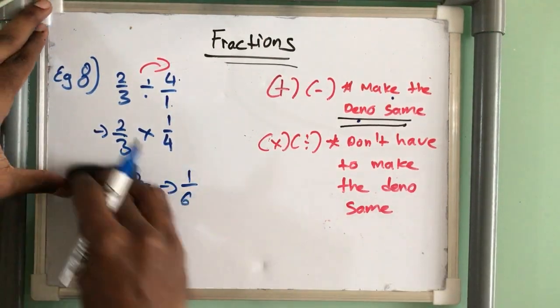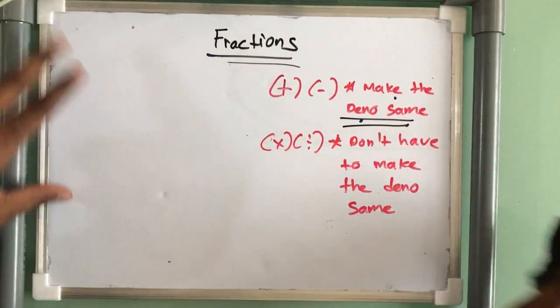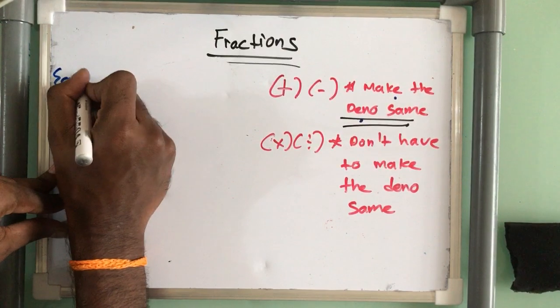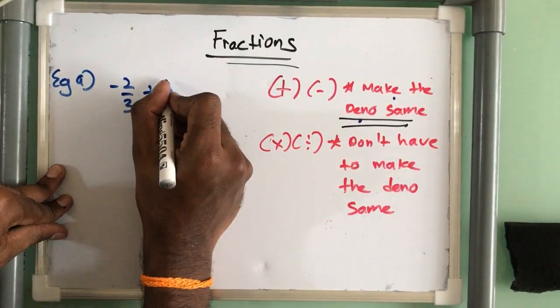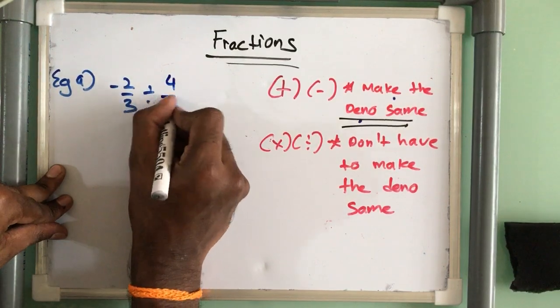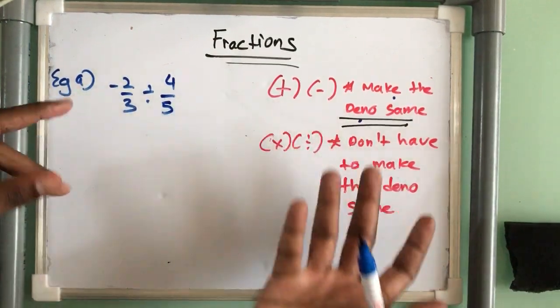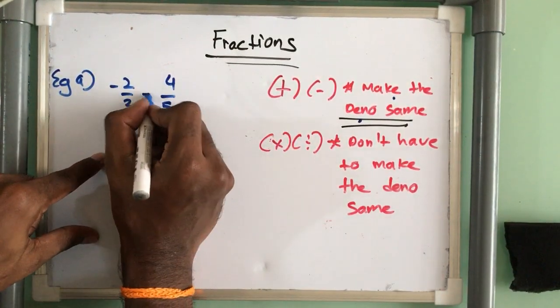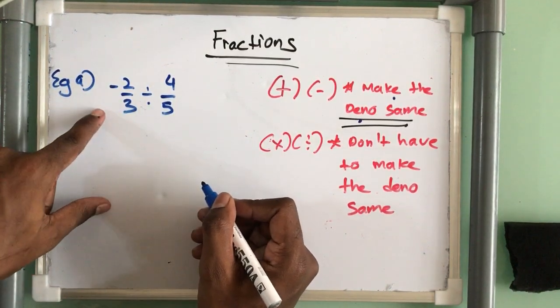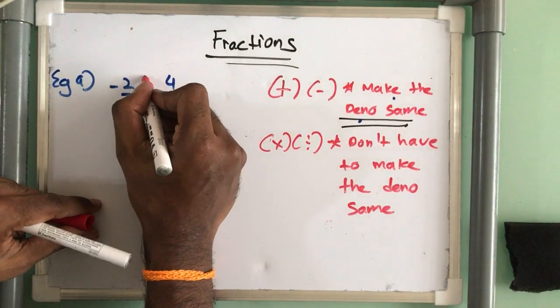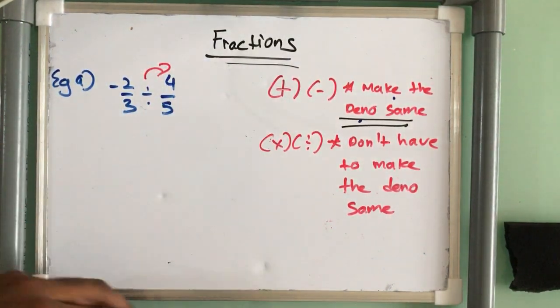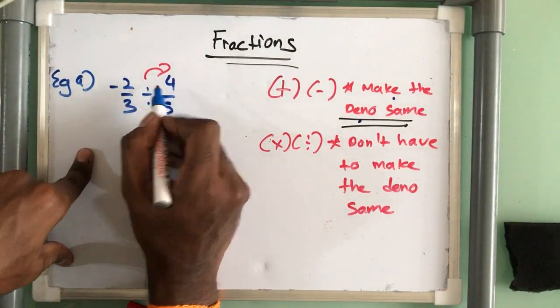I'll cover a few more examples on division. Let's say I have example 9: negative 2 over 3 divided by 4 over 5. If you notice, I have a negative in front. For the first step in division, we look after the symbol, not before the symbol. Take note, we look after the symbol.